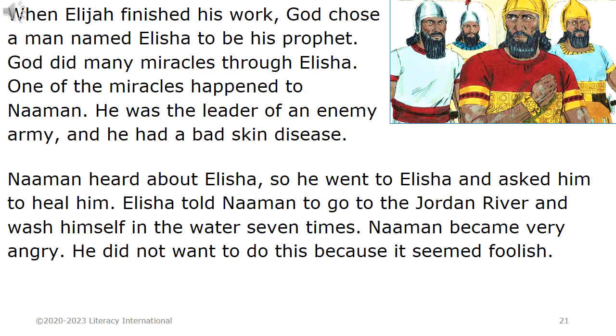When Elijah finished his work, God chose a man named Elisha to be his prophet. God did many miracles through Elisha. One of the miracles happened to Naaman. He was the leader of an enemy army, and he had a bad skin disease. Naaman heard about Elisha, so he went to Elisha and asked him to heal him. Elisha told Naaman to go to the Jordan River and wash himself in the water 7 times.